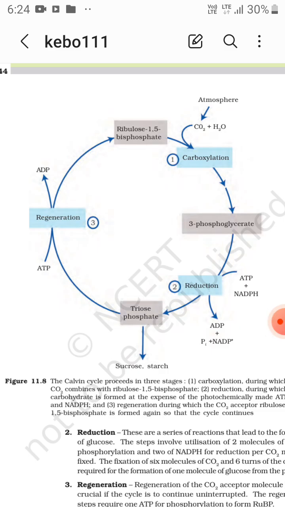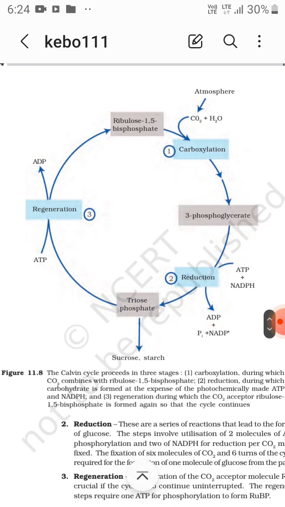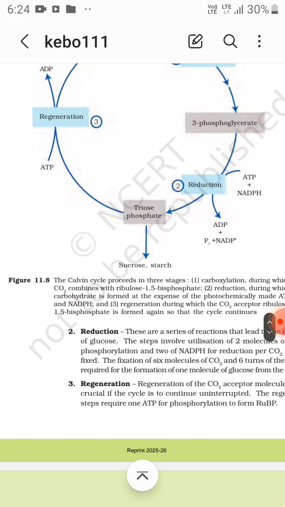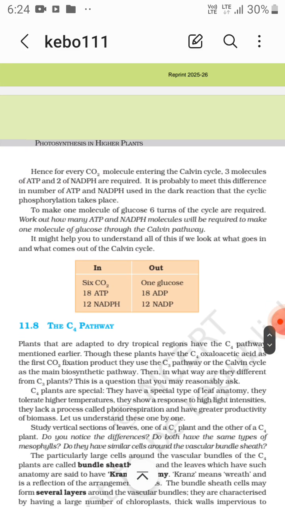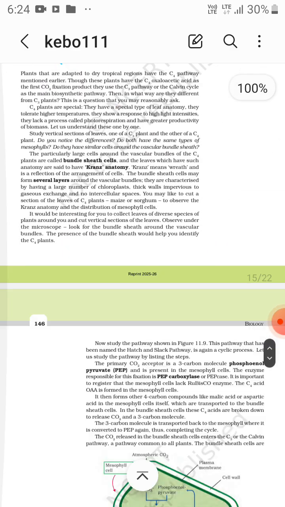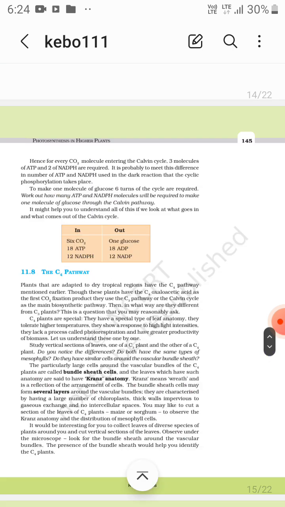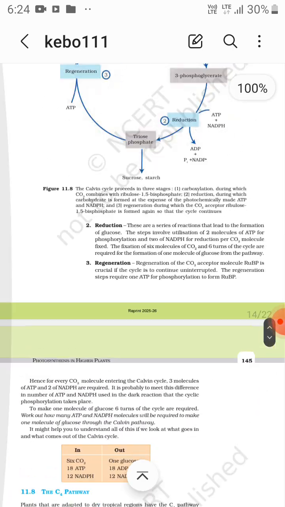So this is all right now. Carboxylation, then reduction, and then regeneration. This is the Calvin cycle. Now the next will be the C4 pathway and all that.